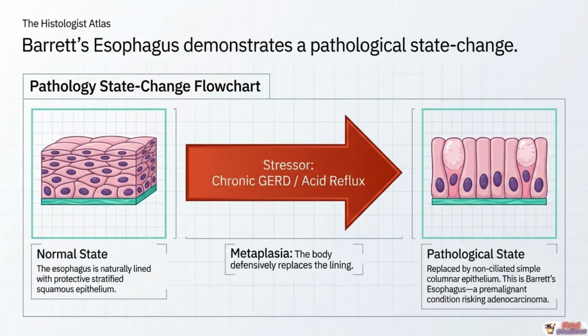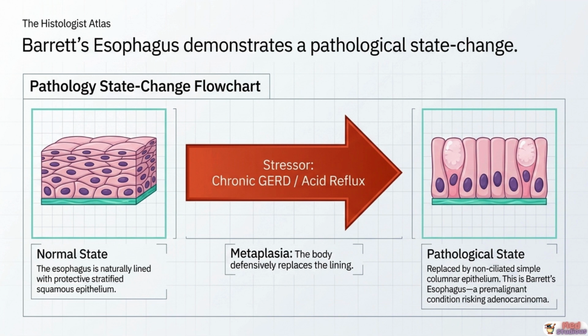We close with one of the most instructive and clinically important examples of what happens when epithelium goes wrong, a process called metaplasia, and specifically the condition known as Barrett's esophagus. In its normal state, the esophagus is lined by stratified squamous epithelium, a multi-layered, tough, highly protective tissue designed to handle the mechanical stress of swallowing solid food. Under normal conditions, this lining is well suited to its task.